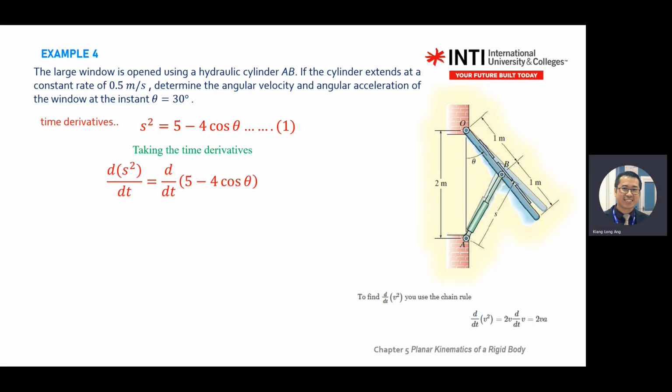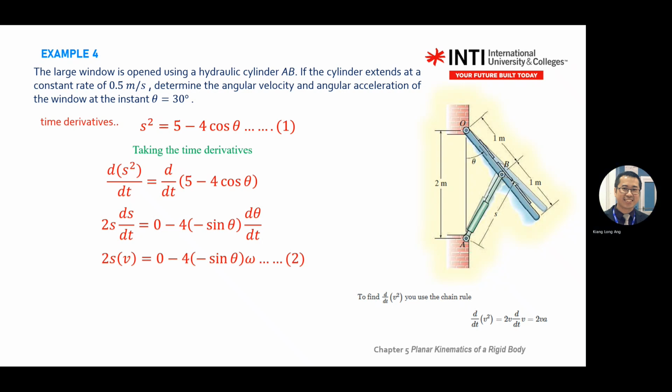Okay. I put chain rules here to find the squared one. So dv dt squared, you use chain rules, you will get this equation. Okay, go home and read this one. So I just apply the chain rules over here. Okay, I'll get this one and this one. Okay, I get the second equation. Okay, here, here.